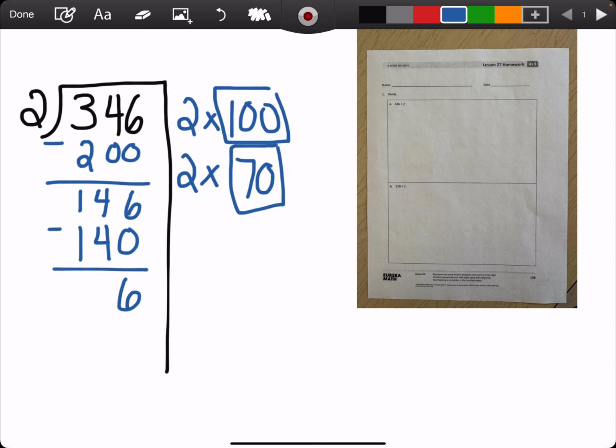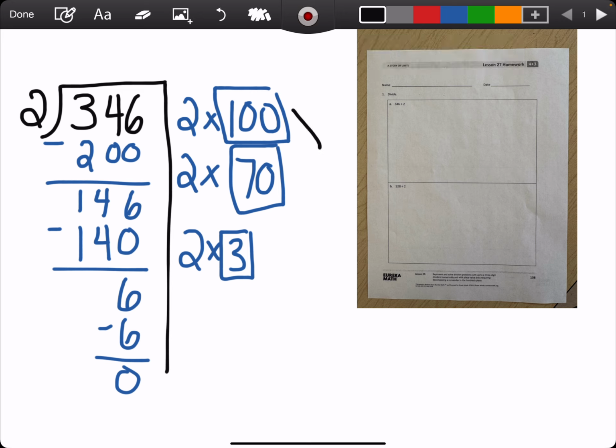Oh, now I only have 6 left over. 2 times what gives me 6? 3. So 2 times 3 is 6. I have no remainder. I just have to add up my 100 plus 70 plus 3, 173. So my answer would be 173, and there's no remainder. All right.